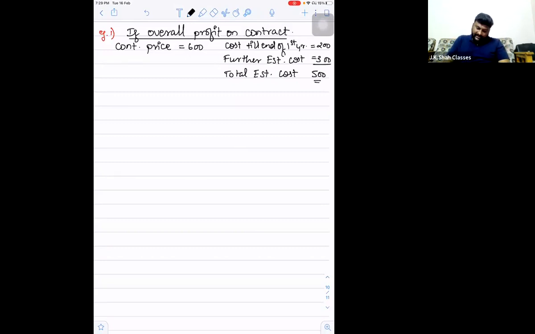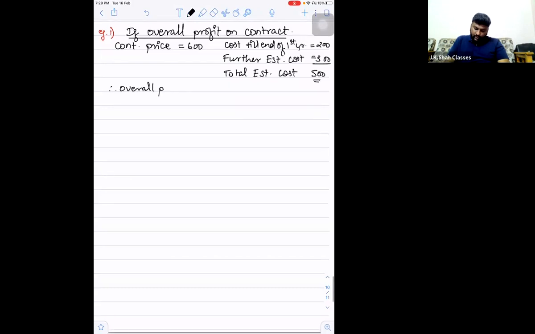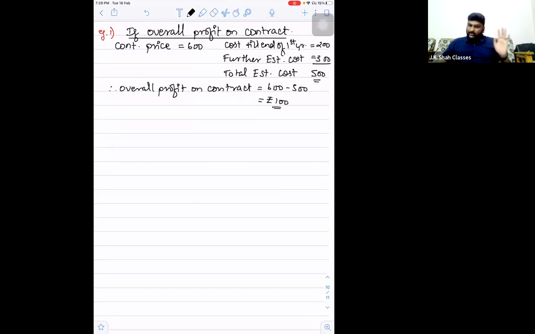Right? So can I say, therefore, overall profit on contract will be 600 minus 500. So you have 100 rupees overall profit on contract. So if there is overall profit on contract, the cost should be recorded on actual basis and revenue will be recorded on the percentage of completion method basis. And whatever is the profit arising, proportionate profits will be recorded.